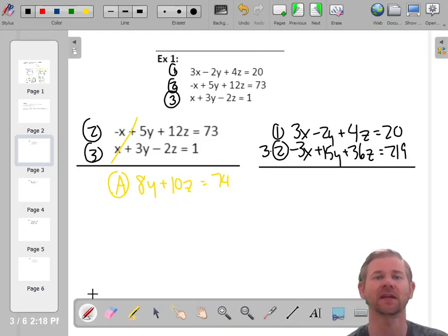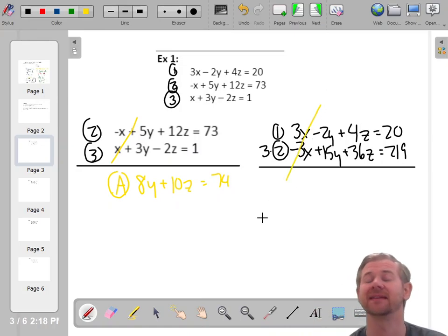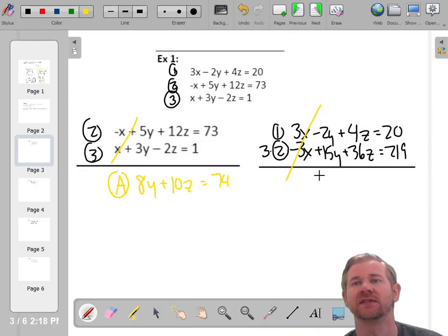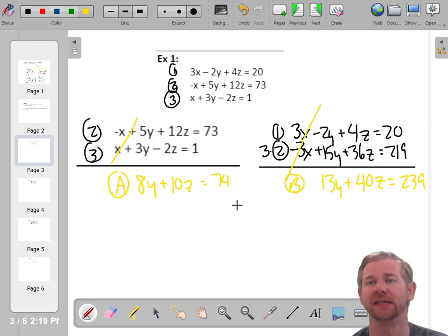Okay. Now, if you'll notice, when I add those together, I get rid of x again. So now I have 15 minus 2 is 13y. 36 plus 4 is 40z. And 219 plus 20 is 239. And I'm going to call this line B. I have a two-variable system. Look, y and z, y and z.